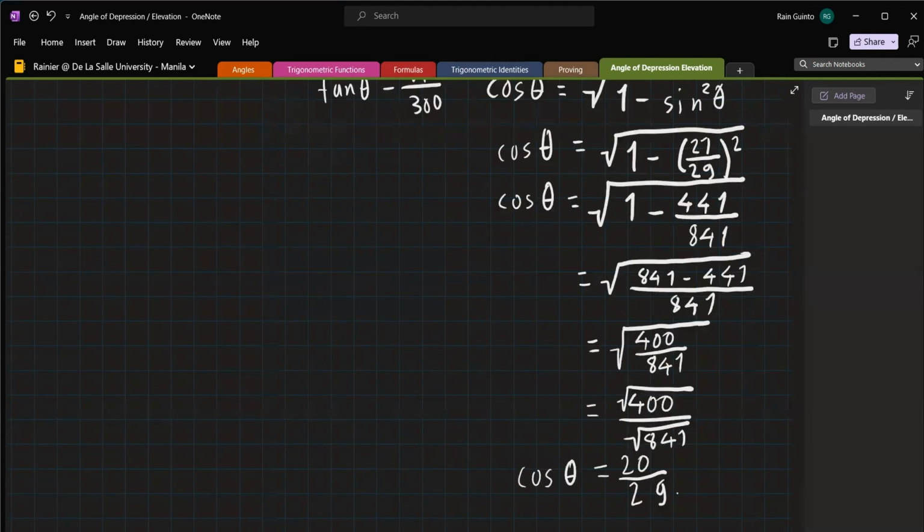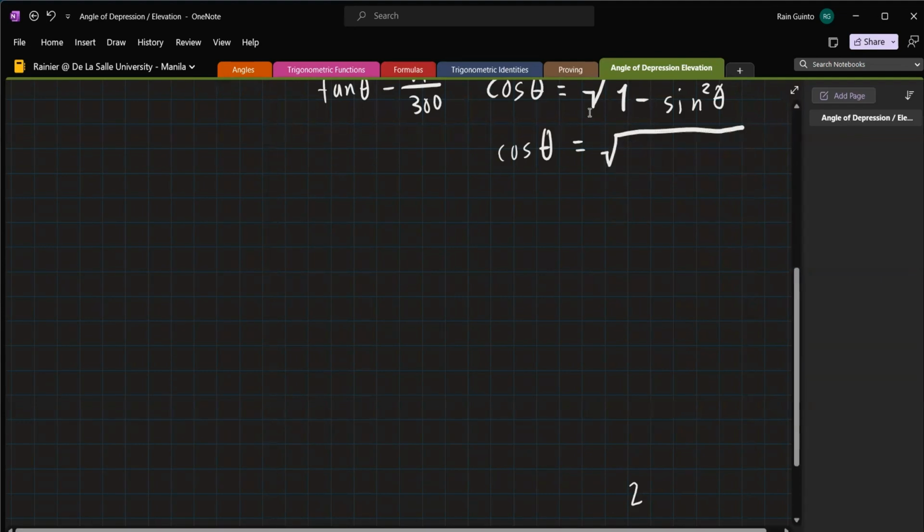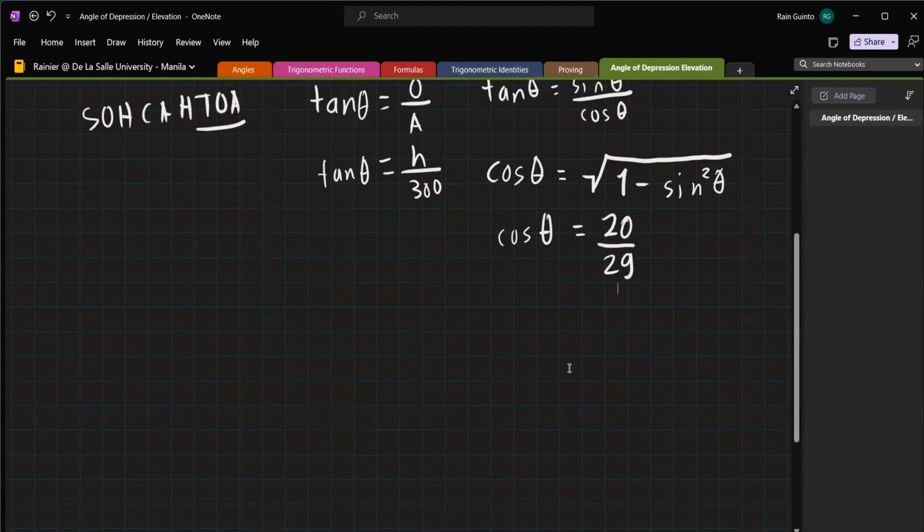So let's just shorten it. Let's do it this way. Cosine theta is 20 over 29. Now let's substitute this into this one, because we already know that tangent theta is h over 300. And when we are looking for h, we can just transpose and get that h is equal to 300 times tangent theta. We just transpose this 300 and multiply it to both sides.